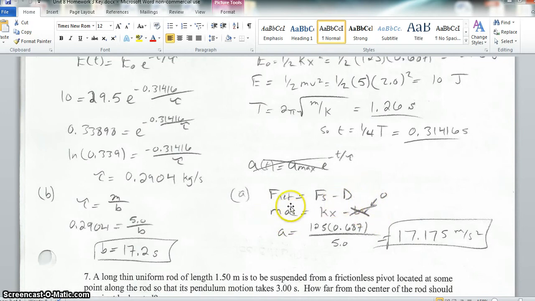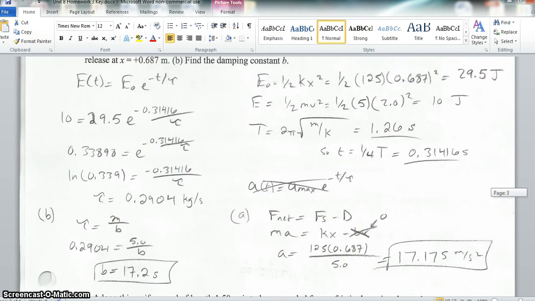So my initial acceleration, when we first release it, is just going to come from the net force equal to the spring force. And since they give me the spring constant, the displacement, and the mass, it is as easy as plugging in those measurements and getting about 17.2, 17.175. So part A of this question is actually very, very easy as soon as you simplify it and avoid trying to do too much with this.